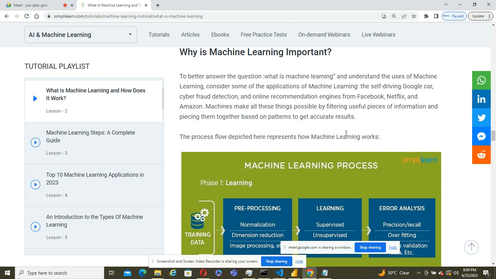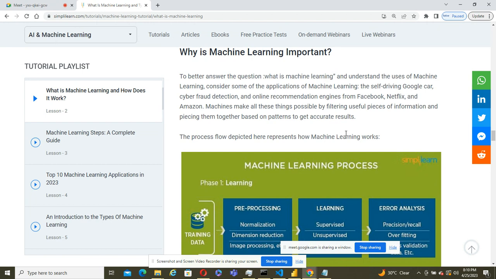Right. Why is machine learning so important? Someone will ask, why do we even need to do machine learning? Machine learning is important in so many ways. It will help you to use your data, build models, and improve on some features. Now let's go towards here to better understand the question, why is machine learning important?